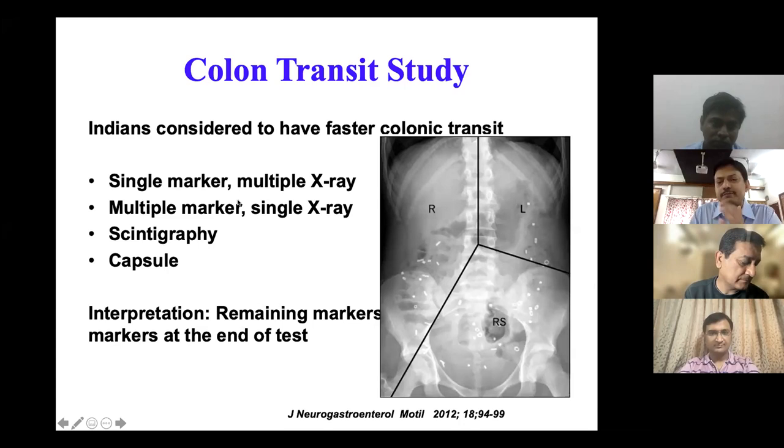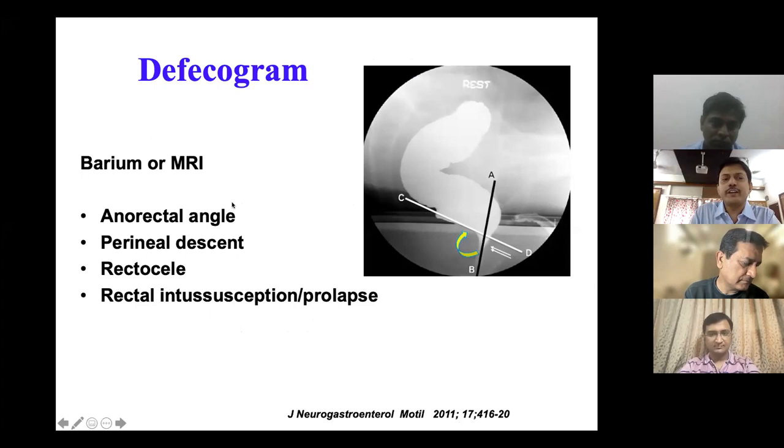Defecogram, again, it's been discussed, but just to reiterate, in defecogram, you look at the anorectal angle. So for the anal line, you draw a line through the midpoint of the anal canal and a line through the posterior wall of the rectum. And this is the anorectal angle. So you look at this angle increasing. Normally, it should increase when there's a defecation. That's what you're looking at. You're looking at perineal descent, presence of any rectocele, and any intussusception.